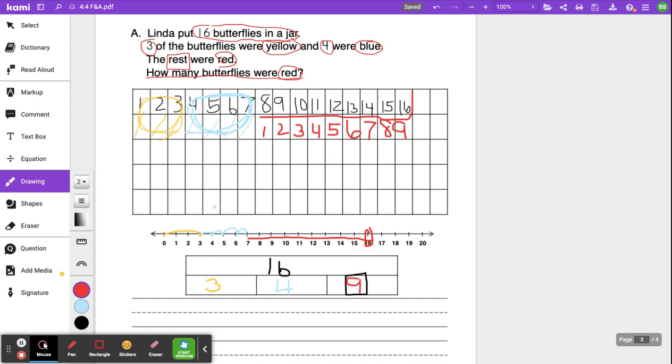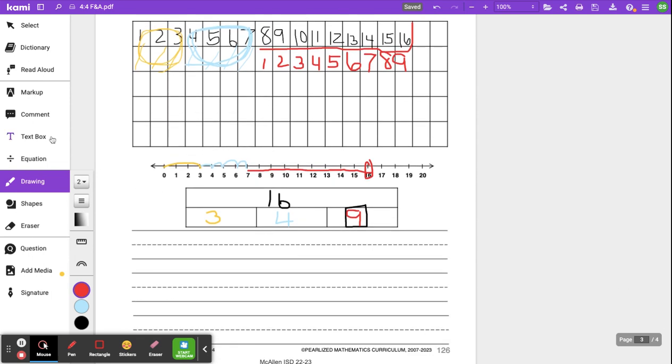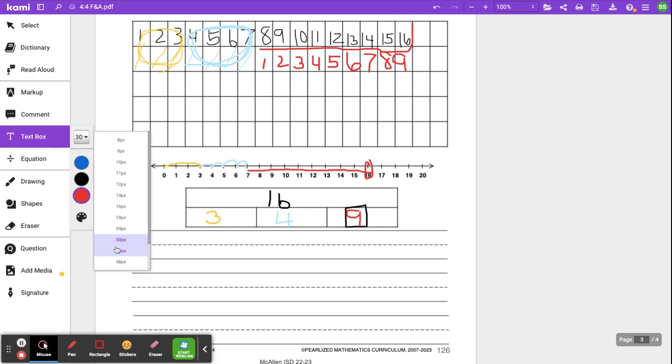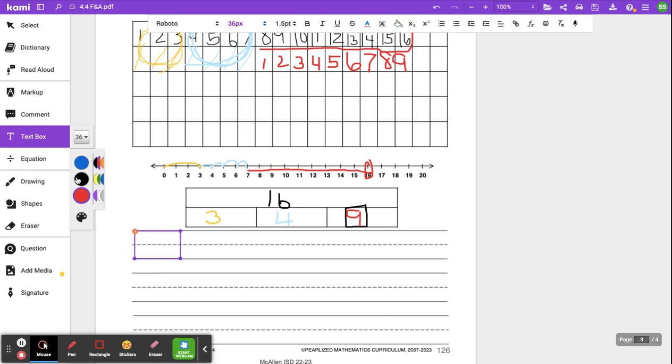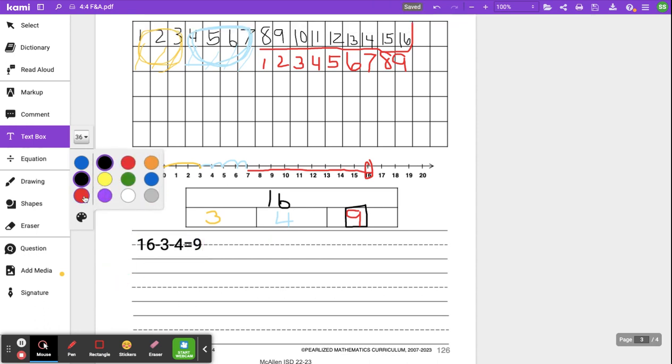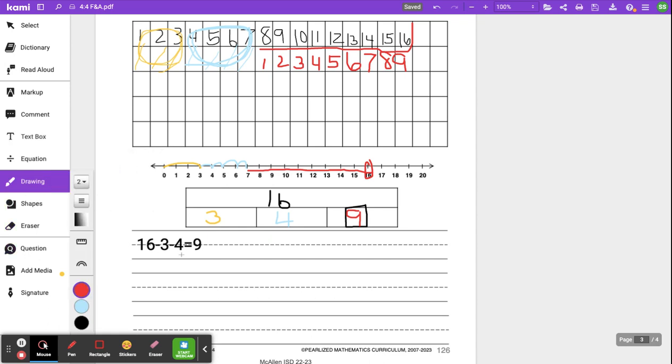We can show how that all adds up. We did it with the boxes. We did it with our number line. But as smart first graders, we also need to put in our equation. So we're going to put here, what did we start with? 16 butterflies in a jar. Of the 16, 3 are yellow. Of the butterflies in the jar, 4 are blue. And the rest are red, which is 9. There's our equation. I'm going to put my box around my answer box, my question box, what I was looking for. 16 minus 3 minus 4 is a difference of 9.